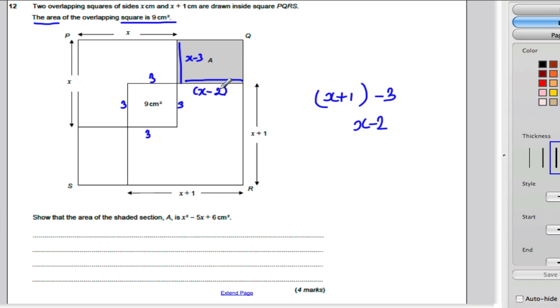So the area of the rectangle A must be x minus 3 multiplied by x minus 2, and we can expand that out. x times x is x squared, x times minus 2 is minus 2x, minus 3 times x is minus 3x, and minus 3 times minus 2 is plus 6. Collecting like terms we get x squared minus 5x plus 6, as required.